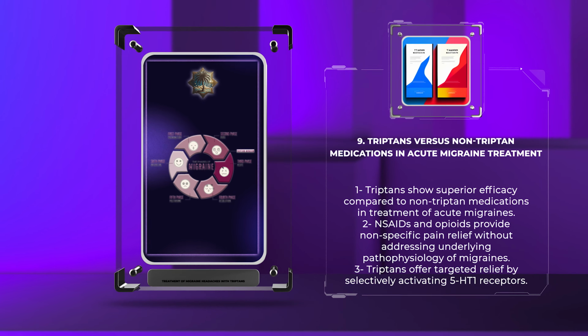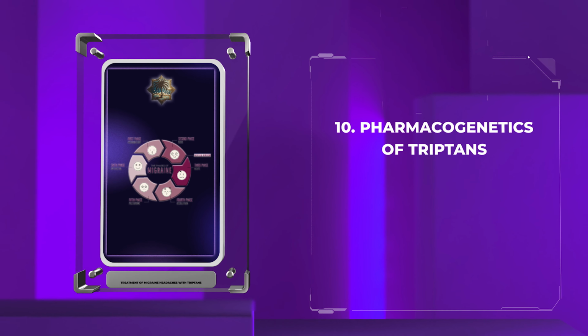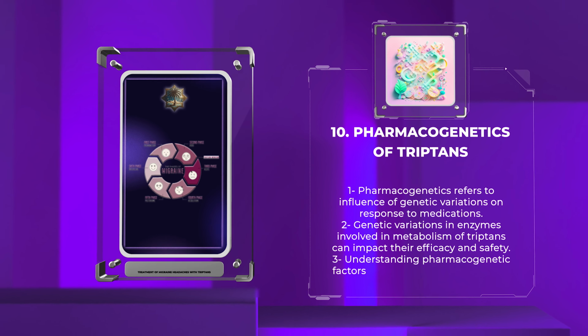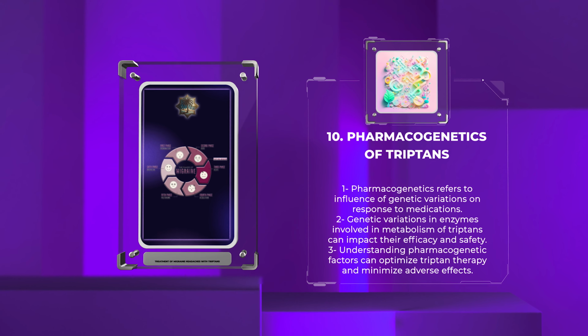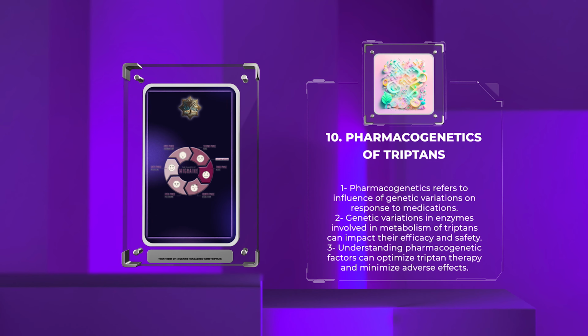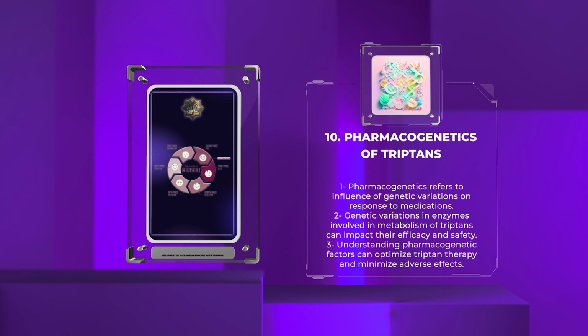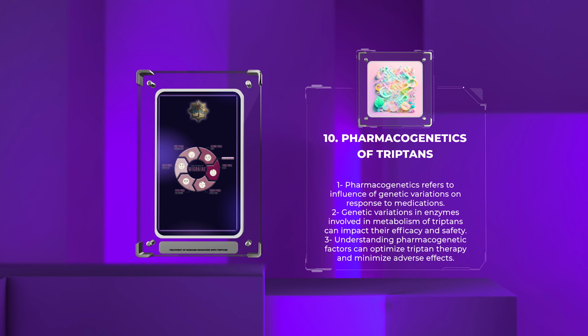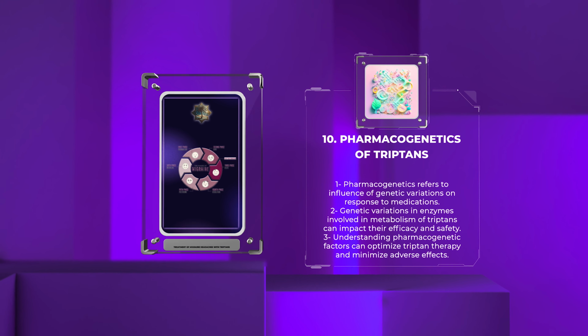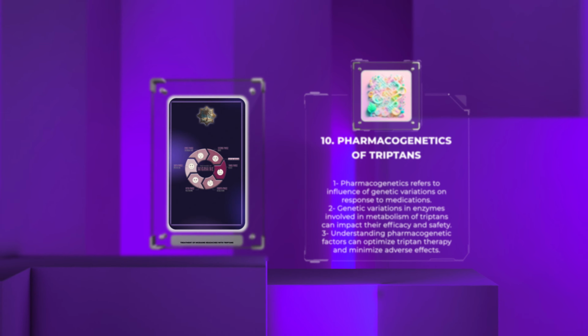Pharmacogenetics refers to the influence of genetic variations on an individual's response to medications. Genetic polymorphisms in enzymes involved in the metabolism of triptans, such as cytochrome P450 isoforms, can impact their efficacy and safety profiles. Understanding pharmacogenetic factors can aid in personalized medicine approaches for triptan therapy, optimizing treatment outcomes and minimizing adverse effects.